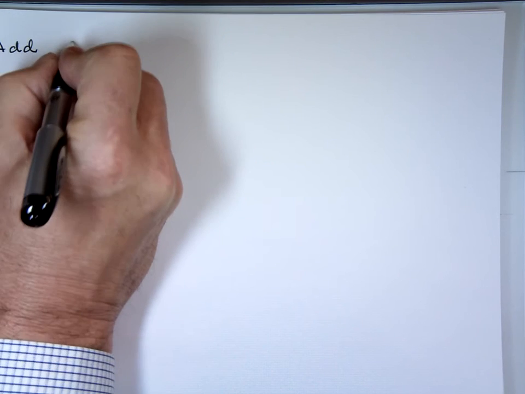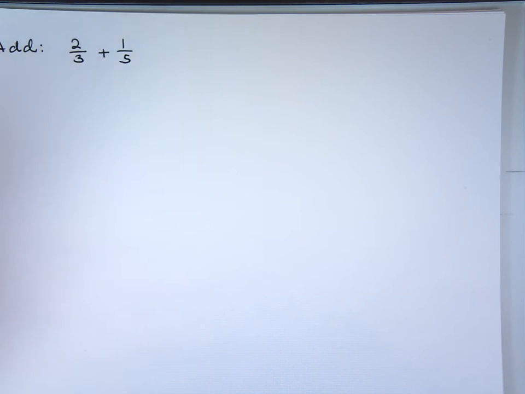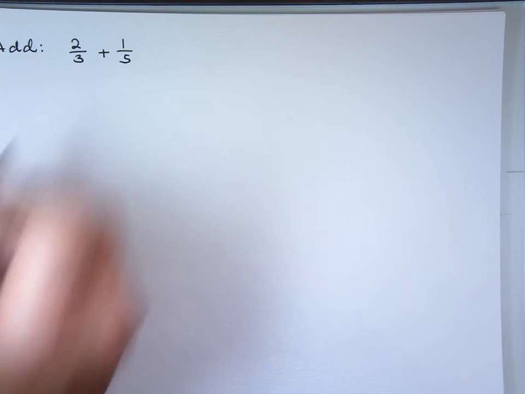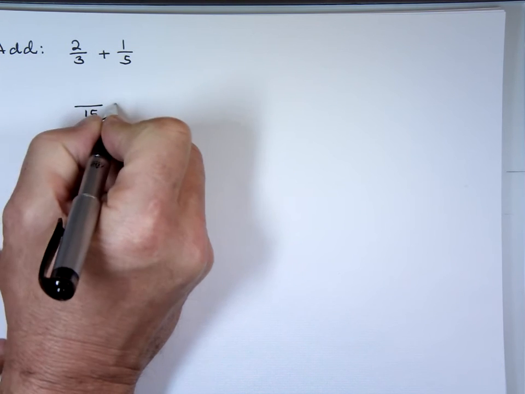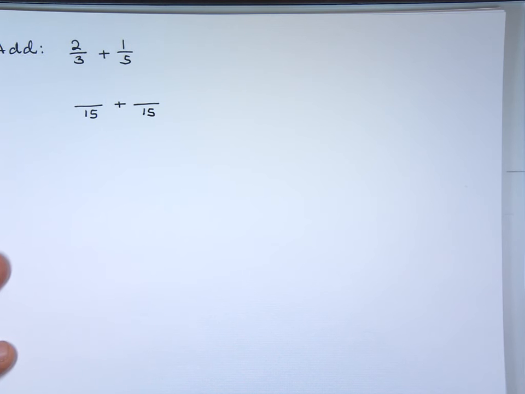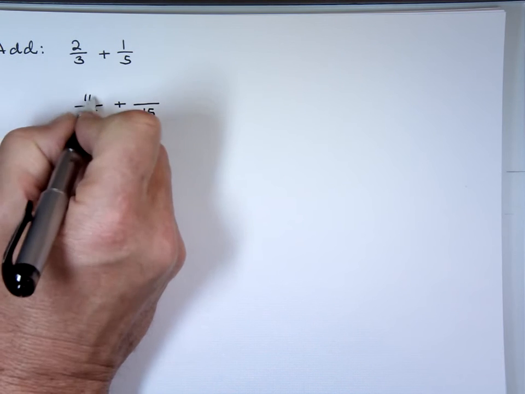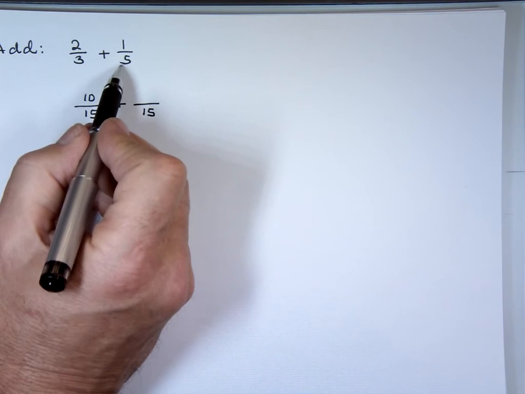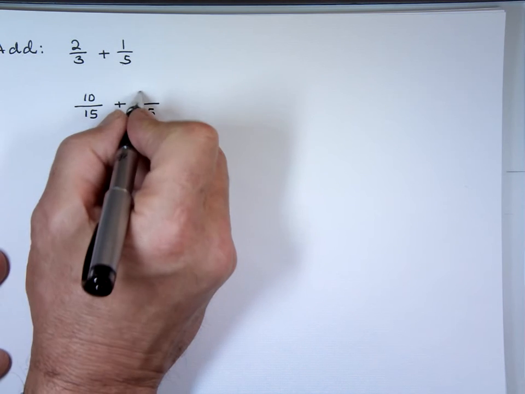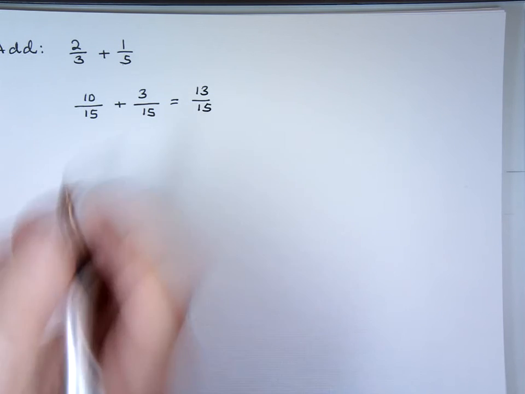Add 2 over 3 plus 1 over 5. Again, we need a common denominator, which is what? 15. I will have to multiply this by 5 to make it 15. What's 5 times 2? 10. I will have to multiply this by 3 to make it 15. 3 times 1, 3, that's 13 over 15. Can't simplify it.